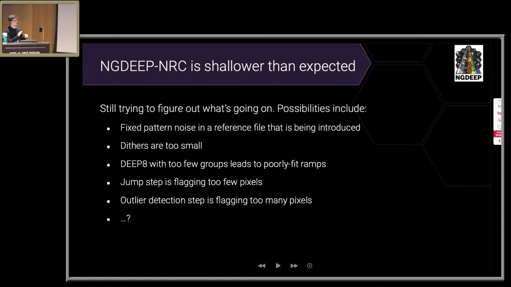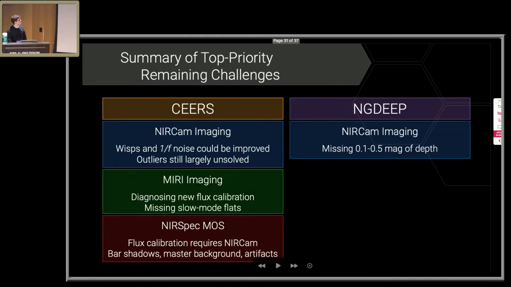There could be some issues where maybe we're not fitting the ramps as well because we have too few groups. Maybe we're flagging too many pixels or too few pixels in the jump step or the outlier detection step. So there's a lot of things on the table that we're trying to understand, but it's of significant concern.